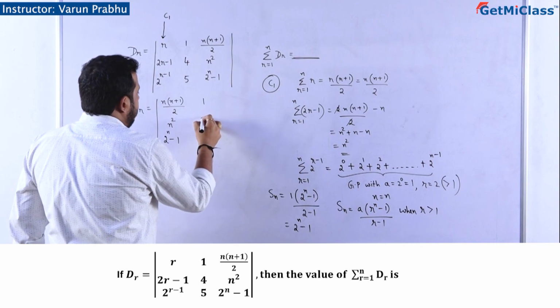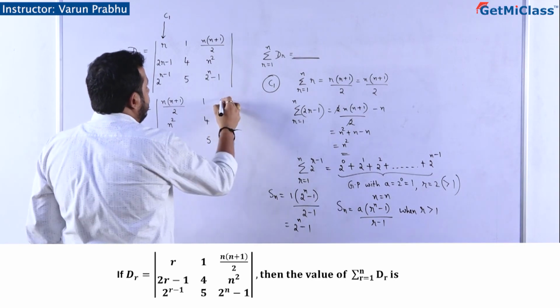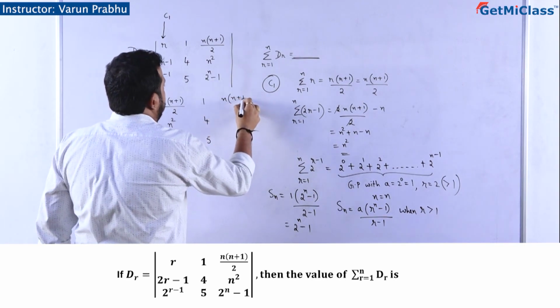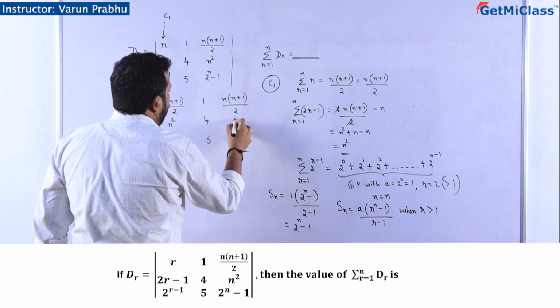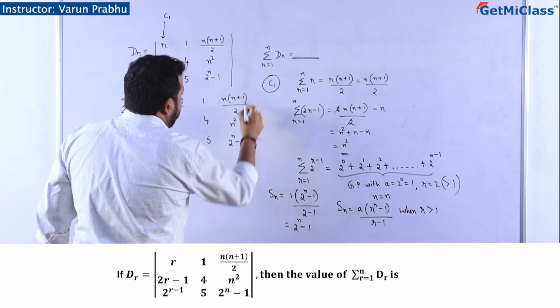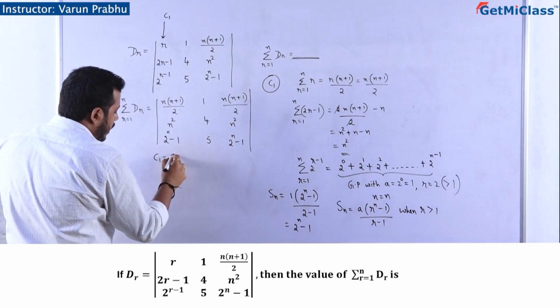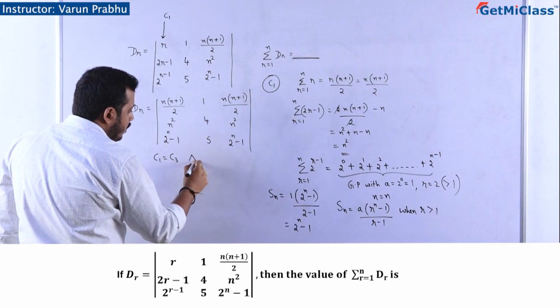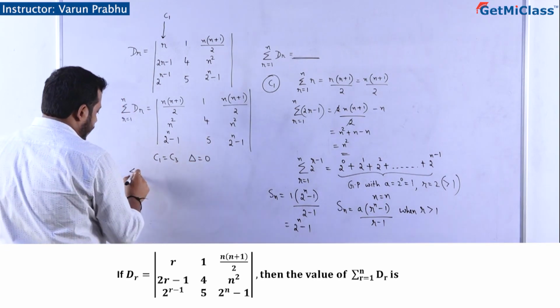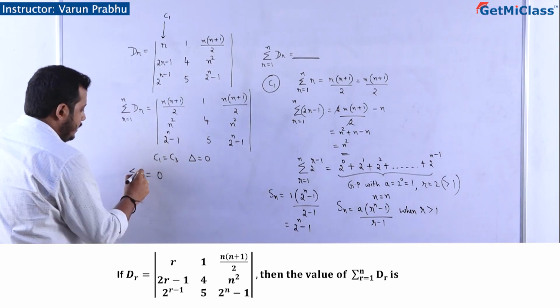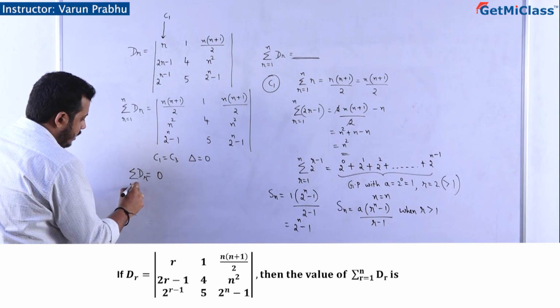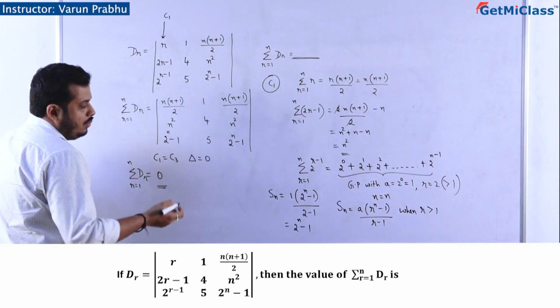So this part here will be 1, 4 and 5. Here it is the same thing, n into n plus 1 by 2. Column 1 and column 2 will be equal, as you see. Column 1 and column 3 will be equal. So the value of the determinant will be equal to 0. So the answer for sigma of the determinant, r is equal to 1 to n, the answer to the question is 0.